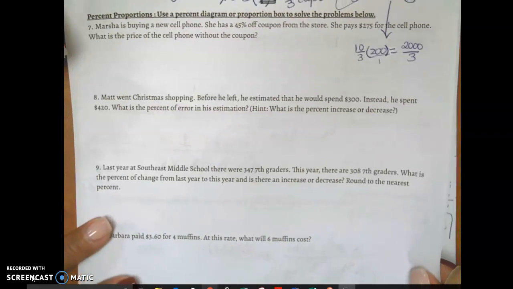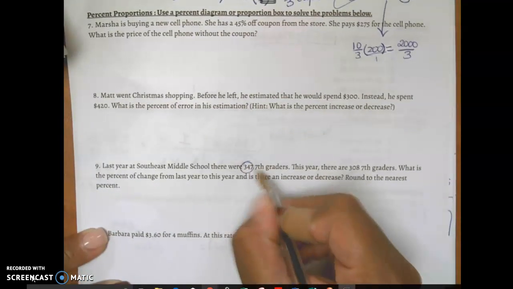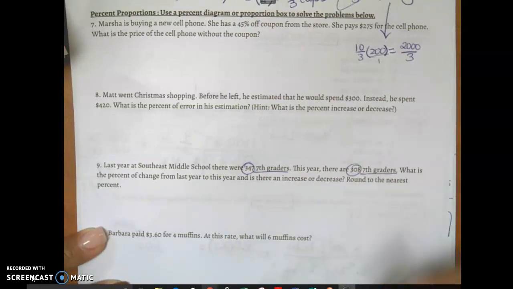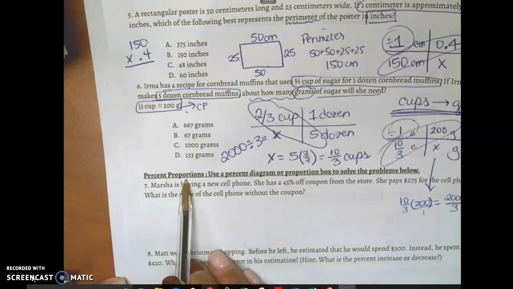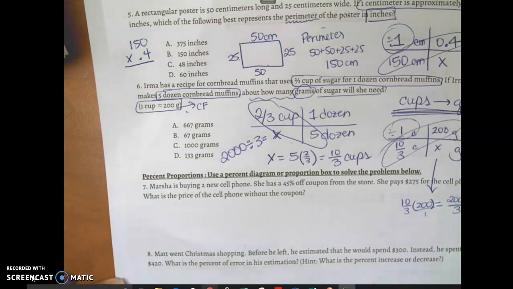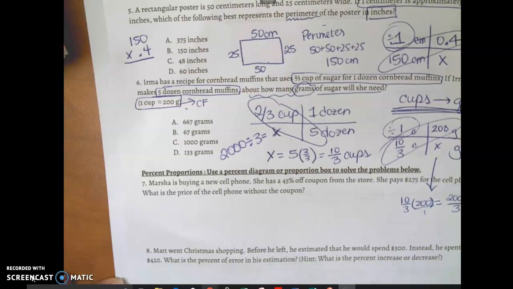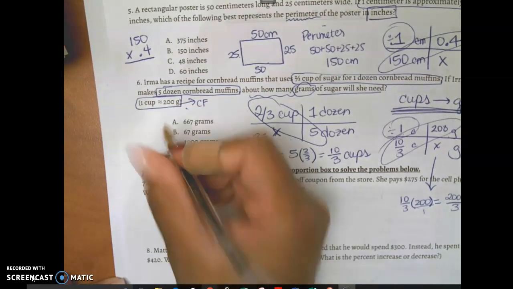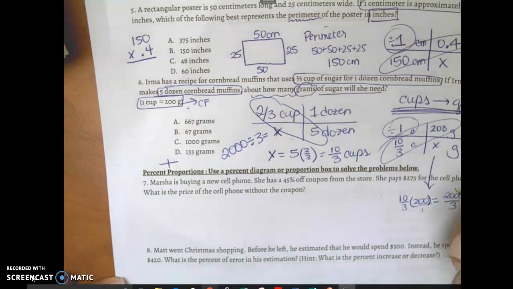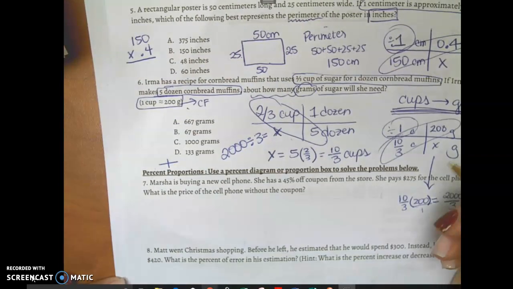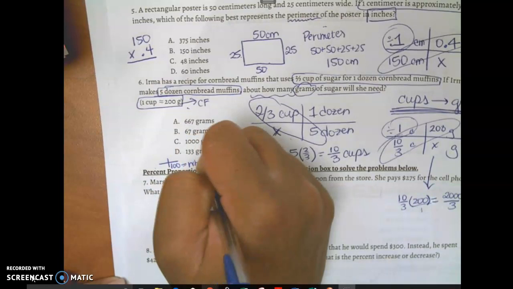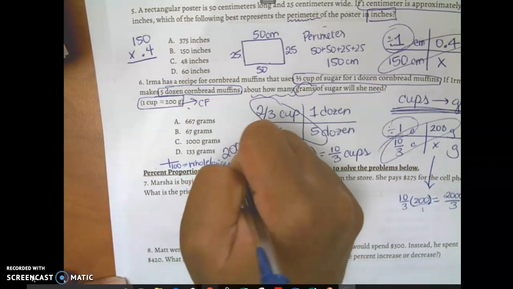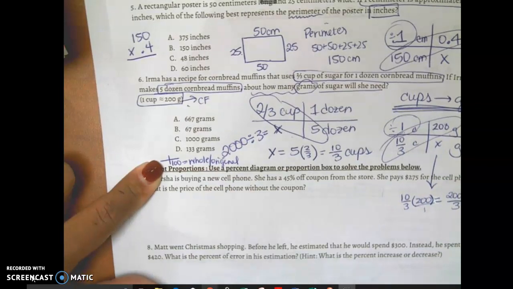Last year at Southeast Middle School, there were 347 7th graders. This year, there are 308. Did it increase or decrease? Decrease. Furthermore, we're talking about percent proportions now. So what does that mean I'm going to need? A proportion, a rational proportion with what in it? Percent. What is a percent? Over 100. And your 100 is the whole or the original. So keep that in mind for these proportions here.